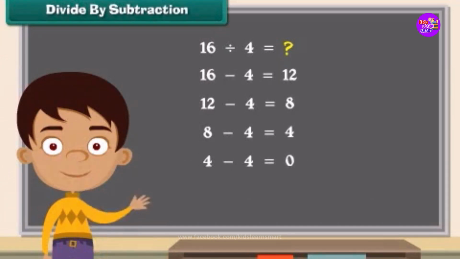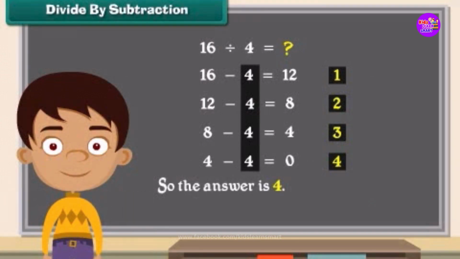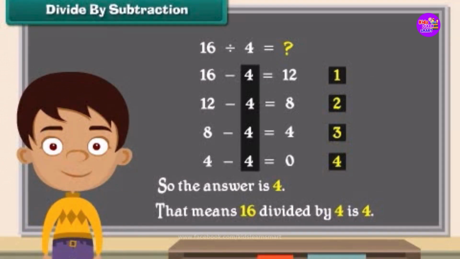Let us now see how many 4s have been subtracted. 1, 2, 3, 4. 4 4s have been subtracted. So the answer is 4. That means 16 divided by 4 is 4.